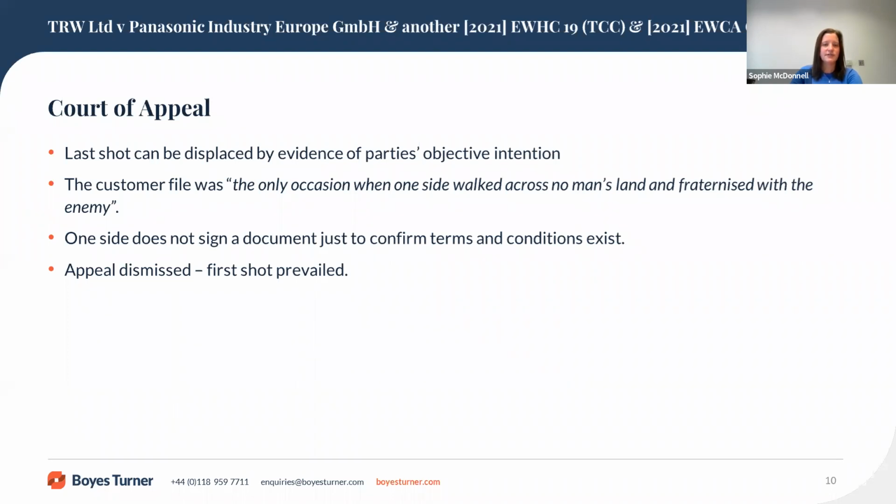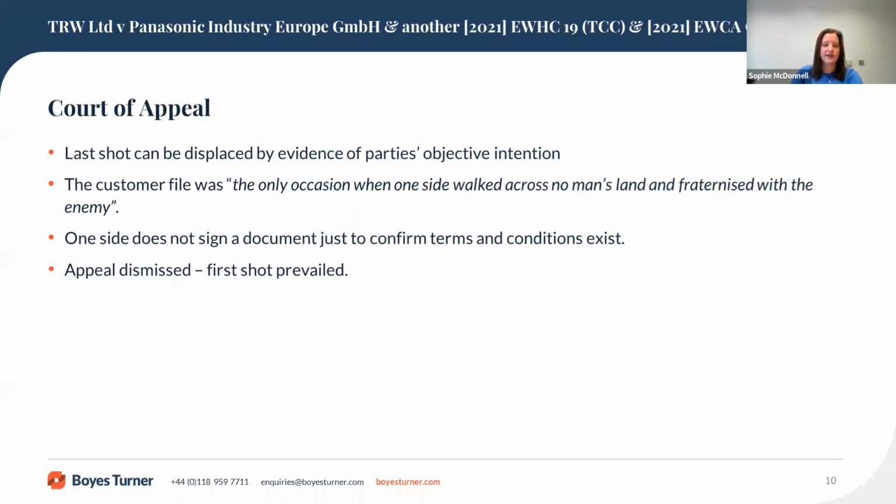As Lord Justice Coulson described it, continuing the last shot analogies, it was the only occasion when one side walked across no man's land and fraternised with the enemy. The Court of Appeal agreed with the judge that in the contractual commercial world, one party does not sign a document just to confirm that terms and conditions exist. Lord Justice Coulson drew an analogy between the customer file and a framework agreement or a master contract generally.